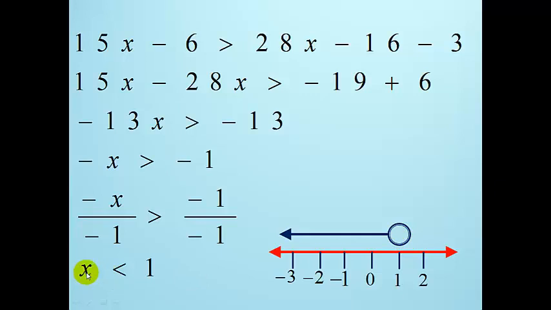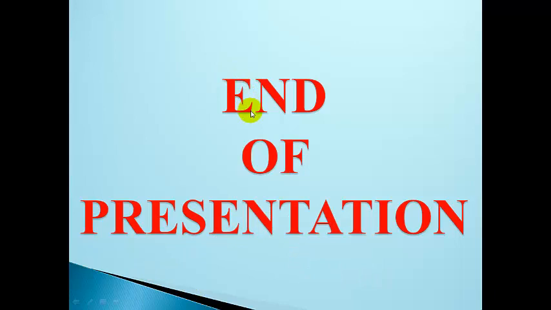Take note, x less than 1. Values of x less than 1 are values on the left of 1, and that is why the arrow is pointing to the left. So this is the number line of the inequality x is less than 1. This is the end of our presentation on linear equations and inequalities.